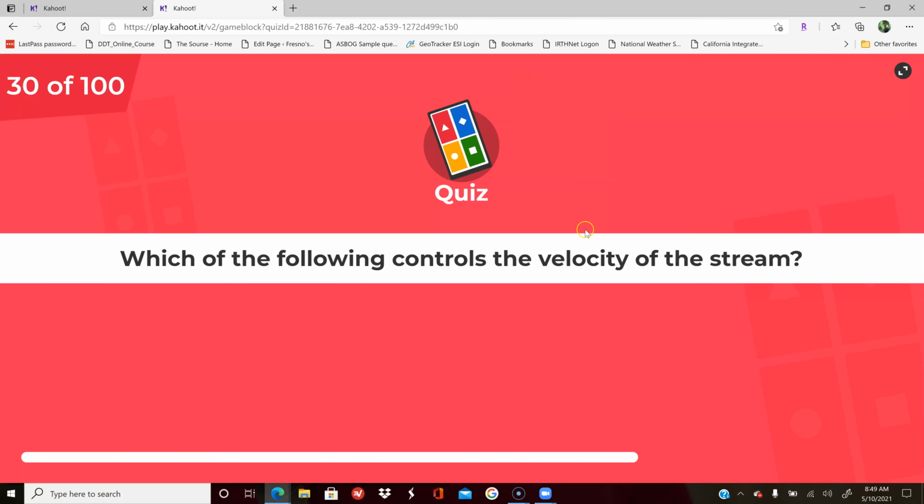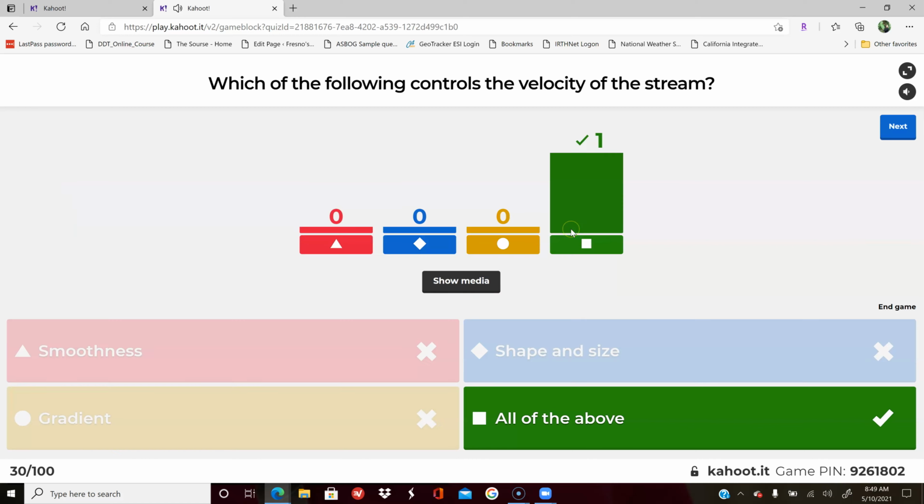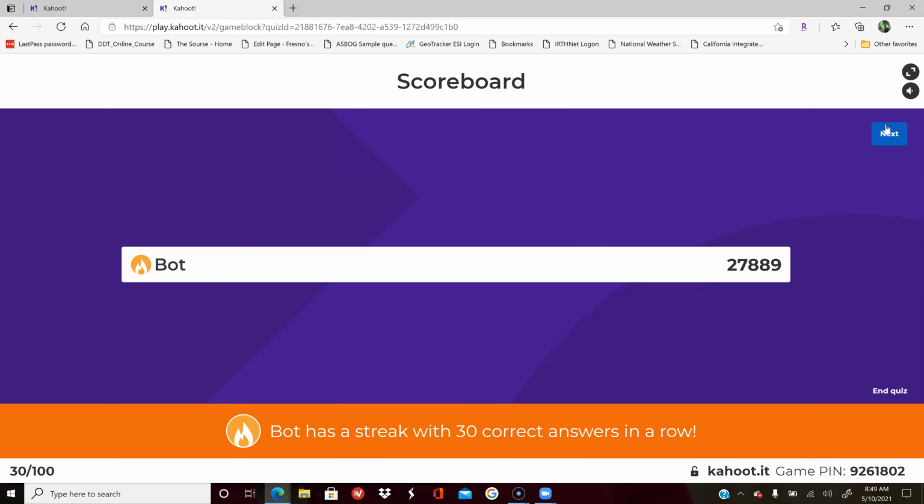Which of the following controls the velocity of a stream? Smoothness, shape and size, gradient, or all of the above? All of the above. So the smoother the channel, the shape and size, so the smaller and more narrow the channel is, and the gradient, if that's steep, the stream can move really quickly, right? So all of these things will contribute to the velocity of a stream.